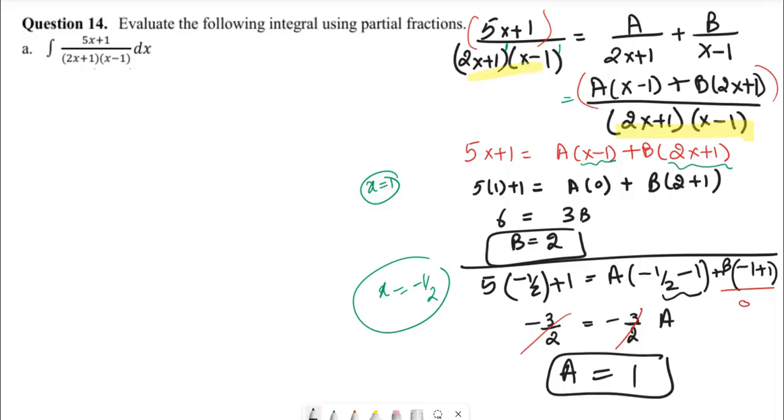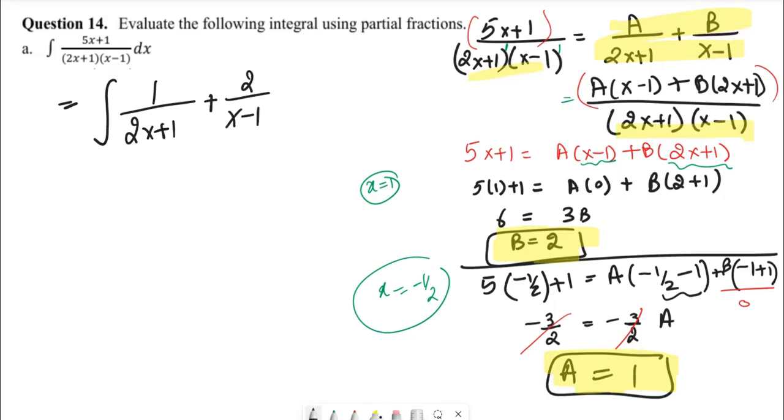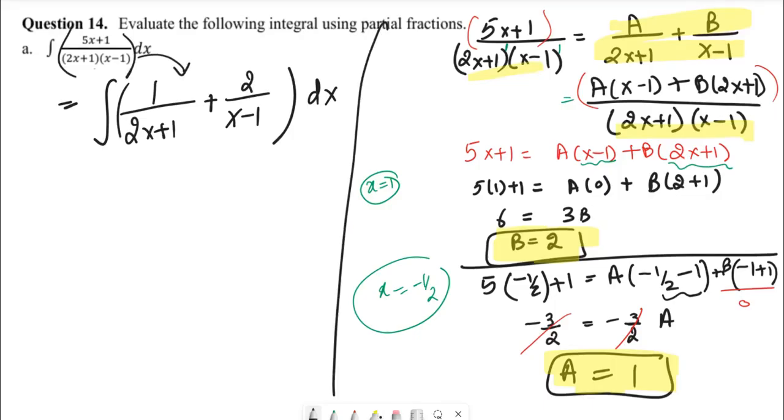So using A, B, and our split of the fraction, my integral can be written as the integral of A, which is 1 by (2x + 1), plus B, which is 2 by (x - 1), with respect to x. Because this fraction can be written as the sum of these two fractions. That is the partial fractions technique basically.